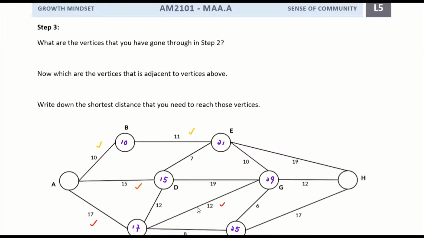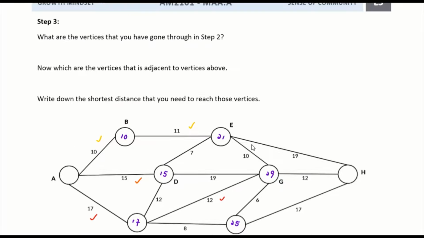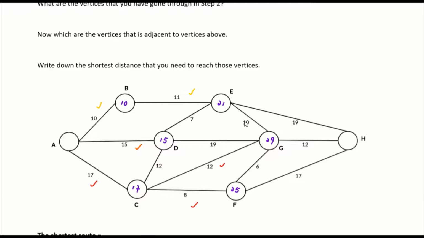Alright, so now let's continue. So what are the vertices that you have gone through in step 2? So just now what we have done is for E, G, and F. So E, G, and F. So same thing now, what are the vertices that are adjacent to this one? You're only left with one, which is H.